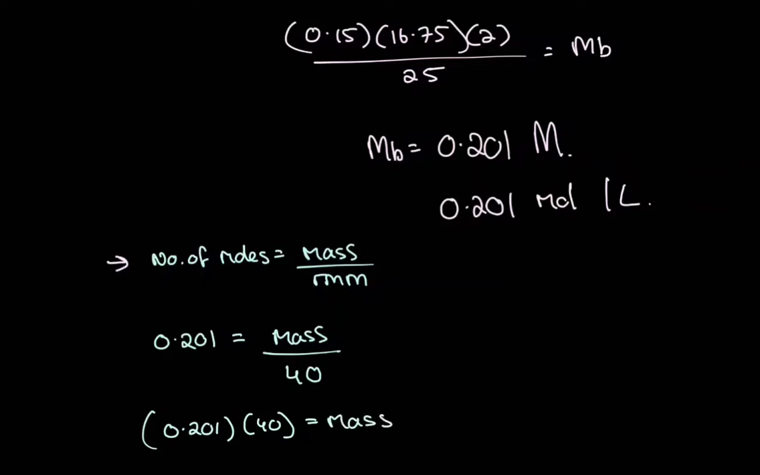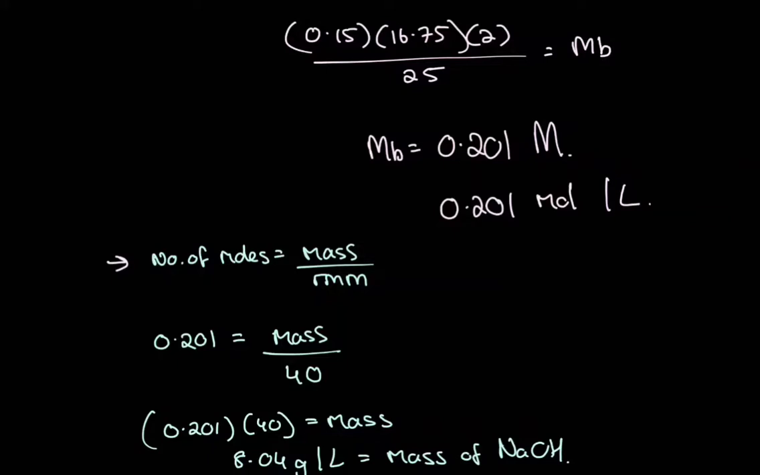And I can work out the mass there, which is 8.04 grams per litre is the mass of NaOH. Now that's in a litre. We didn't have a litre. They made it up into 250 centimetres cubed. There's 4 250s in a litre.